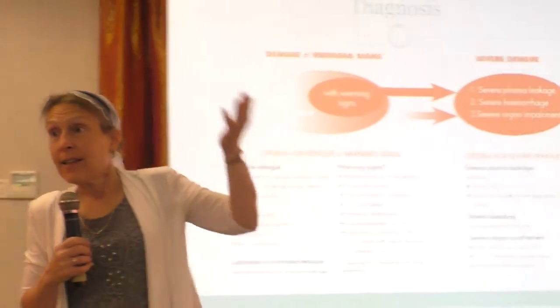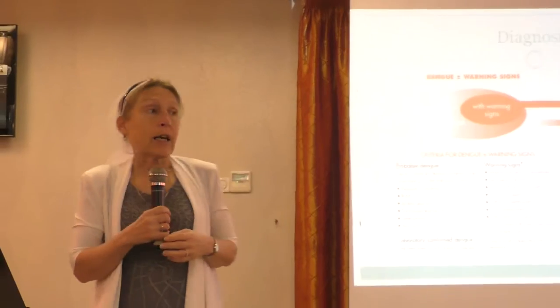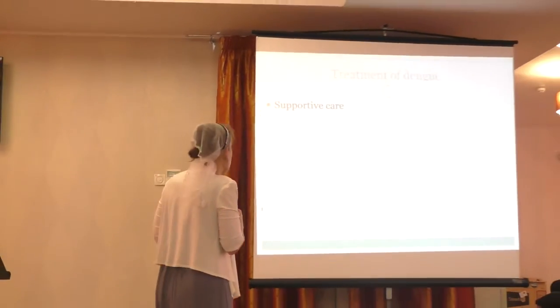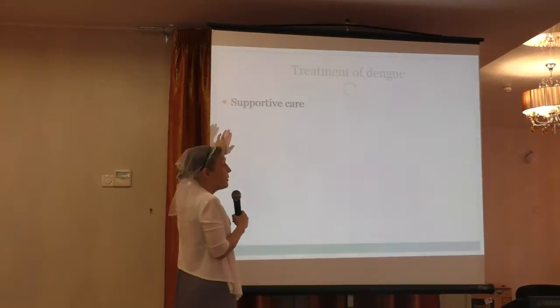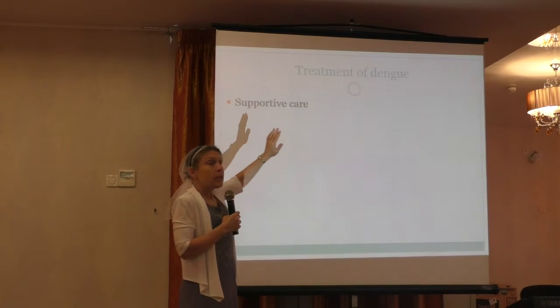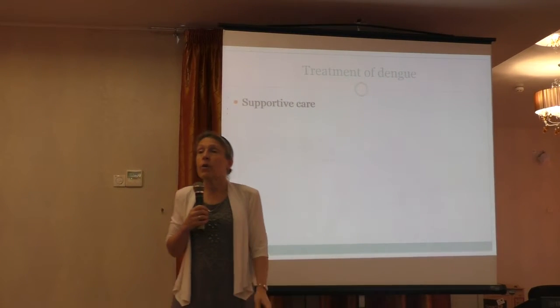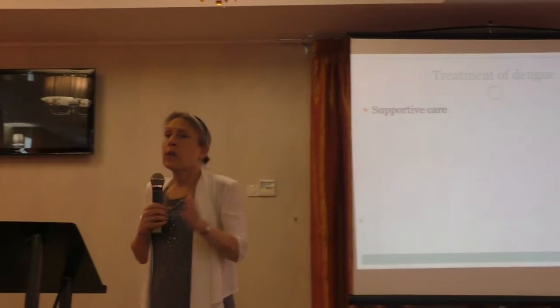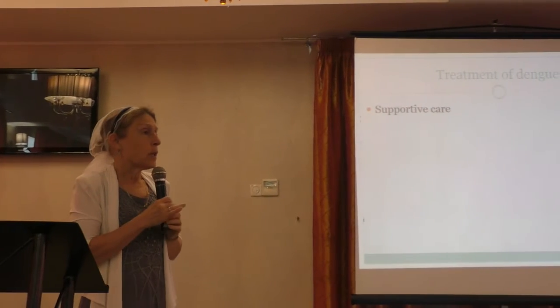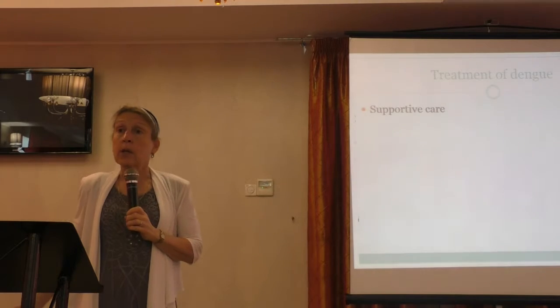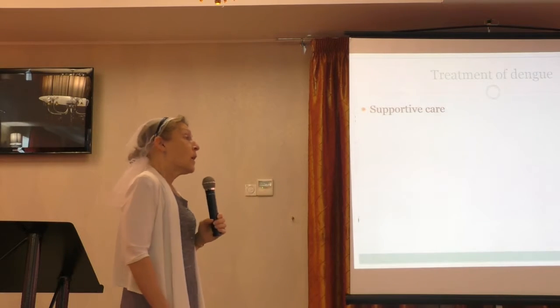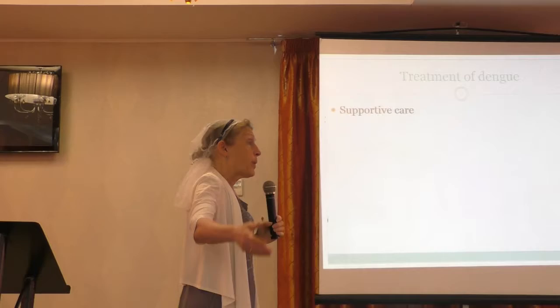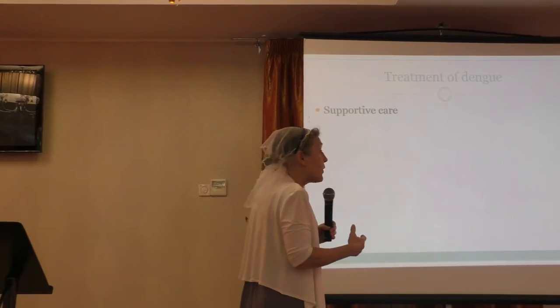Add fluids. Gotta add it. Gotta aggressively hydrate these people. Supportive care, okay? So that's the only thing we can do for patients with dengue. There's no vaccine. There's no antibiotics. The only way is to treat supportively. So fluids are very important. Occasionally antibiotics if a patient gets a related bacterial infection.